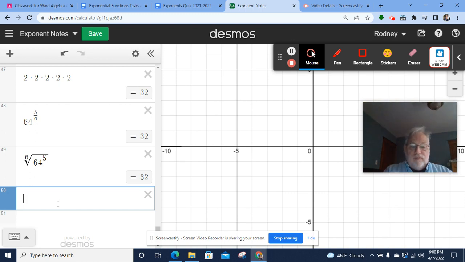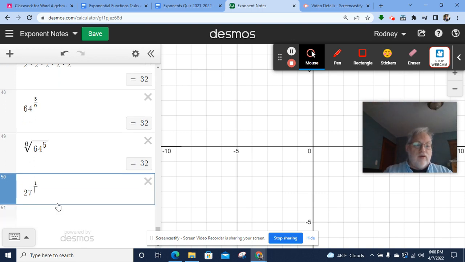Okay, so let's consider 27 to the 1/3 power, and we know that we're going to break 27 into three equal factors, and those factors are threes. Because 27 is 3 times 3 times 3. And we're going to take one of them.